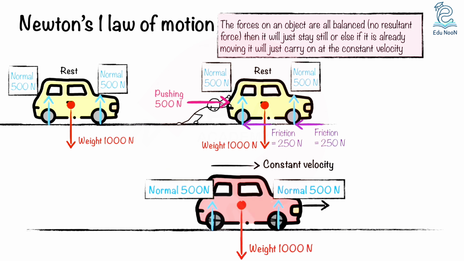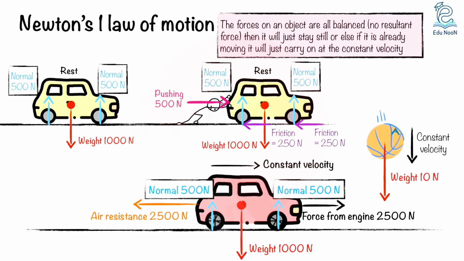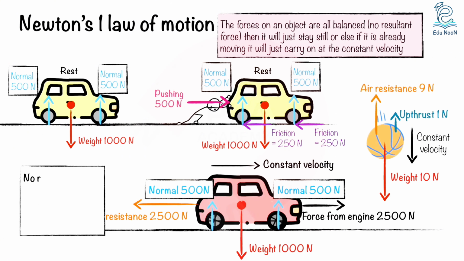When a ball is falling down with constant velocity, the forces on it must be balanced. The downward weight, 10 newtons, is balanced with the total upward upthrust, 1 newton, and air resistance, 9 newtons. So we can conclude that when there is no resultant force, or balanced force, the object is stationary or moving with constant velocity, and its acceleration is zero.